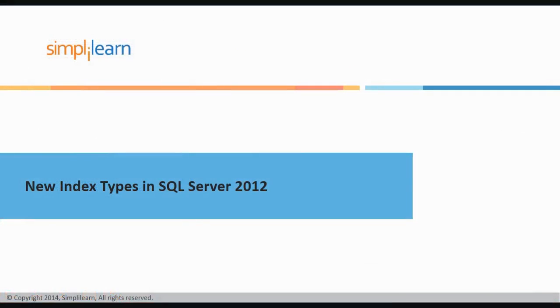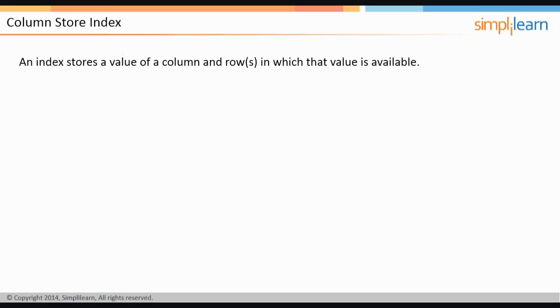The next section deals with some of the abilities of SQL Server 2012 for handling indexes and getting data into columns for these indexes. First, let us learn about column store index. As we talked about earlier in this lesson, an index stores a value of a column and the rows in which that value is available. In most standard data processing scenarios, such as searching and querying, this is what we need.